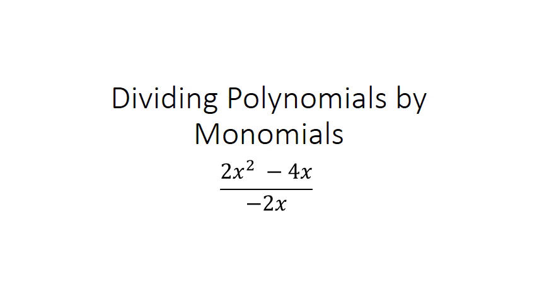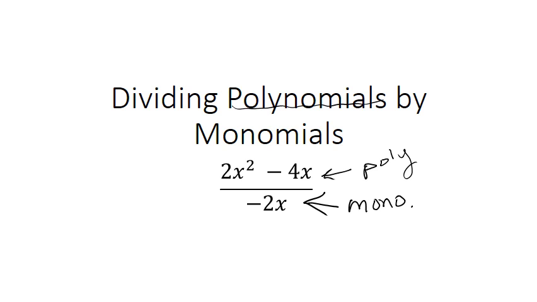In this video lesson, we're going to talk about dividing polynomials by monomials. So we know a polynomial is an expression with more than one term, and a monomial just has one term. So in this example, this would be my polynomial, and this would be my monomial. In this video, we'll go through how to do it in two different ways.